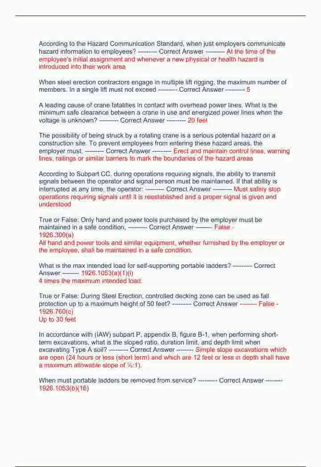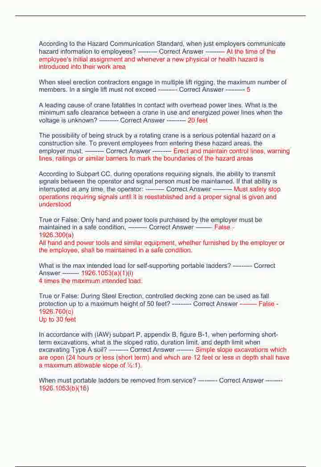True or false? Only hand and power tools purchased by the employer must be maintained in a safe condition. Correct answer, false. 1926.300(a): all hand and power tools and similar equipment, whether furnished by the employer or the employee, shall be maintained in a safe condition.